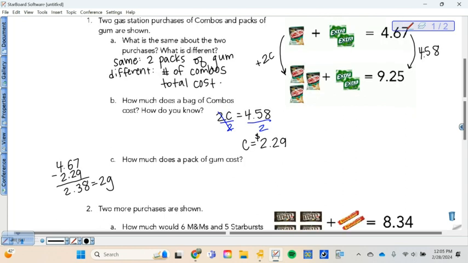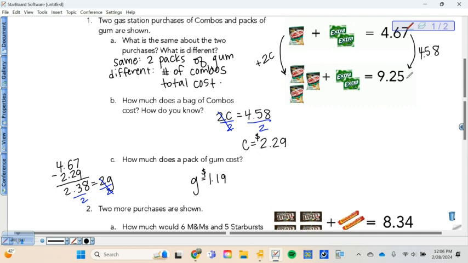So then what did you say to do? So we have to divide by 2 again. Very good. So the gum costs $1.19. Okay, $1.19. So this is really using the elimination method. Can I show you how?